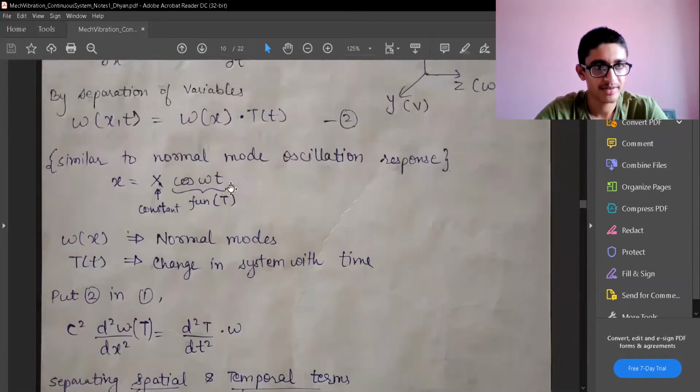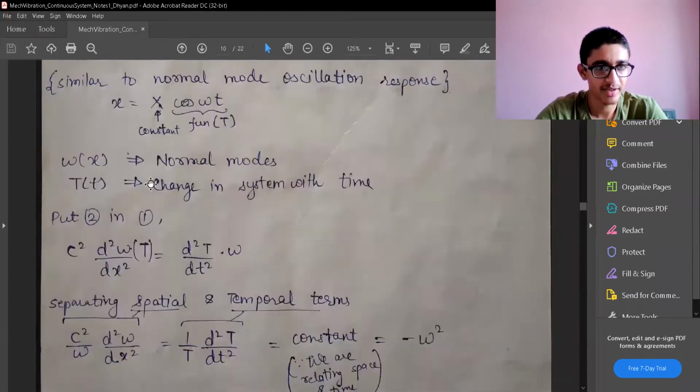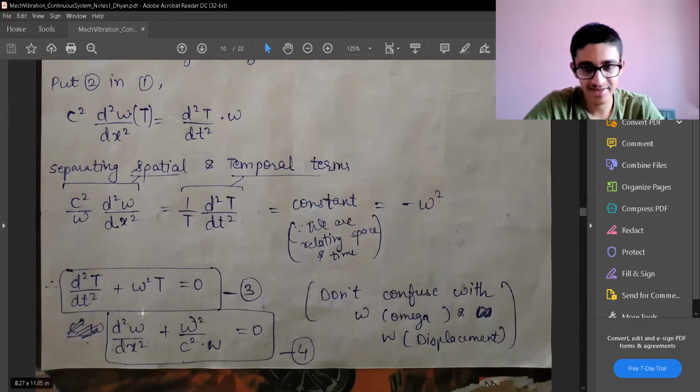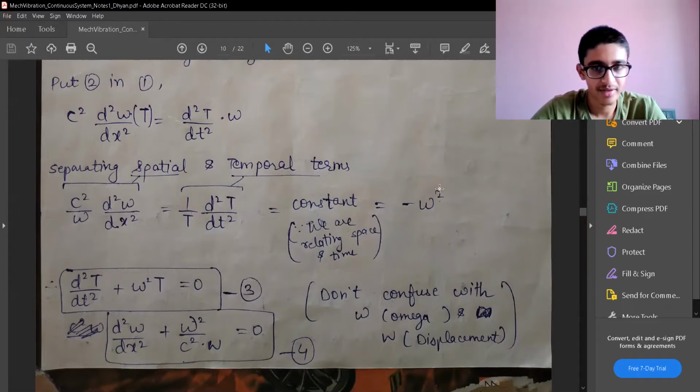I have substituted this w of x, t in the original equation, and again by separating spatial and temporal terms from this equation, I have the spatial terms here and the temporal terms here, and I have lambda equal to minus omega square. I am writing that just by choice. The constant is going to be the eigenvalue. Eigenvalues are omega square, the square of the natural frequency. I'm using minus eigenvalue, or minus omega square, right now. Omega square is a constant, and minus omega square is also a constant. So I've just taken that and separated the terms.